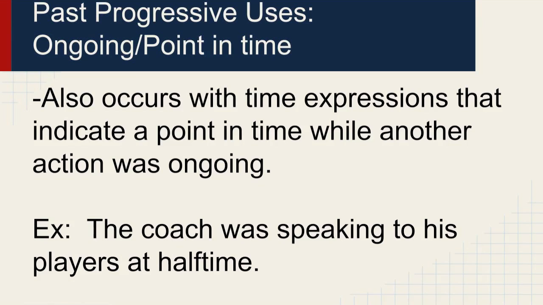The past progressive aspect can also be used with the time expression to indicate when an action was ongoing. In the example, the term halftime, meaning halfway through the game, is included to express the specific time when the coach was talking to his players. The coach was speaking to his players at halftime. For the comprehension check, you can mark sentences like this as ongoing/point in time.